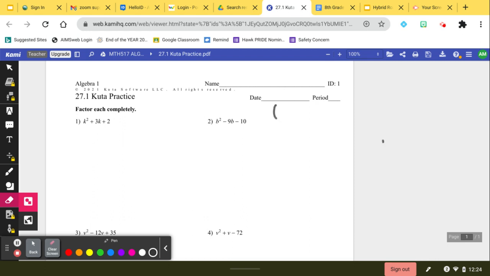So I'm just going to pick two binomials. Let's do x plus 2 and then x plus 4. The first term of my trinomial comes from x times x, because that gives me x squared.